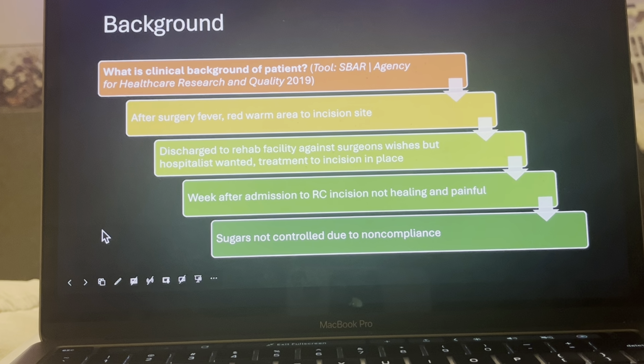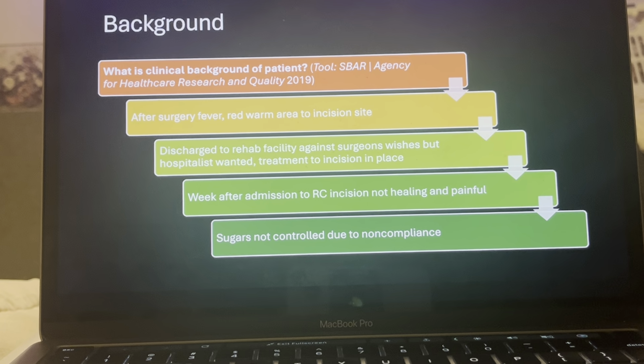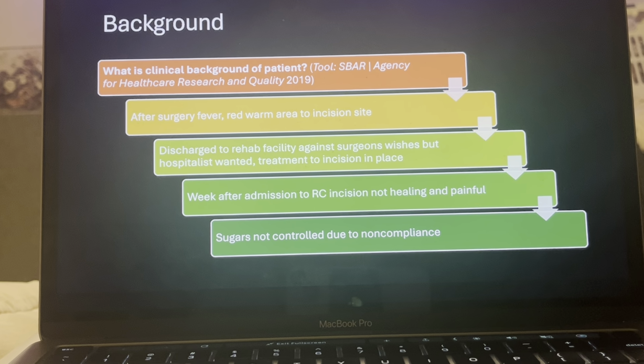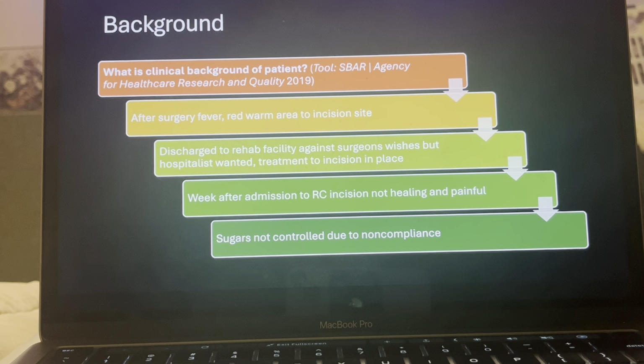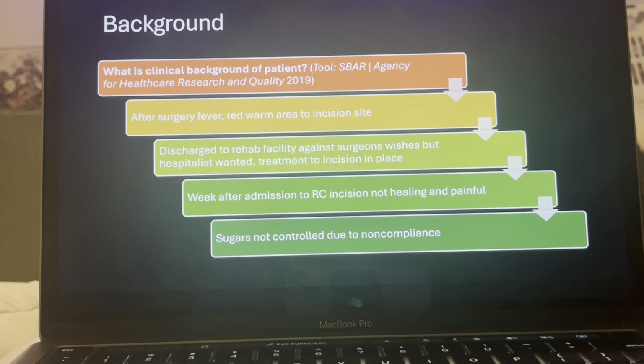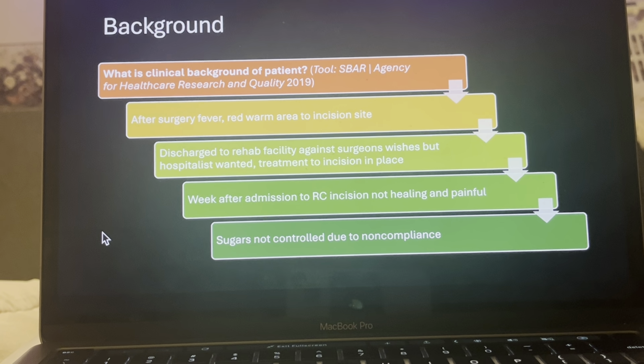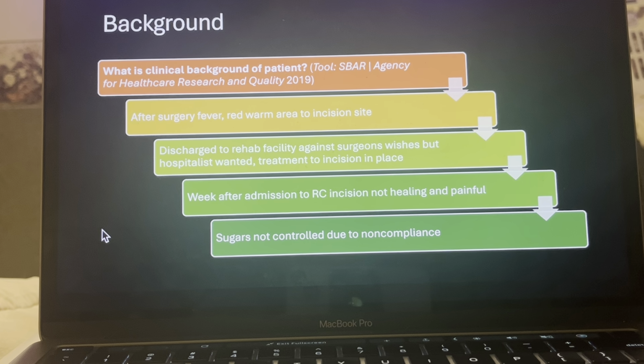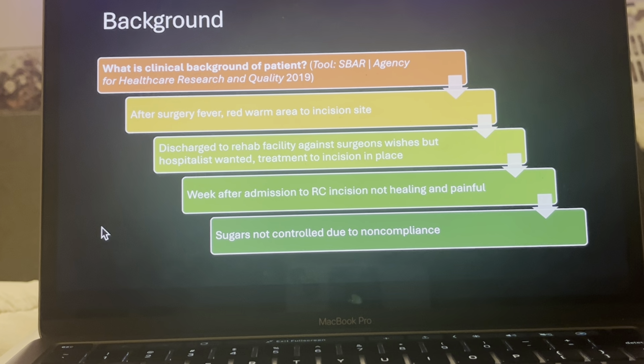B for background. What's the brief information related to the above situation? Well, after surgery, he had a fever and a red, warm area at the incision site. Like we said, he was discharged to the rehab facility. The surgeon didn't want to do it, but the hospital said, we need to send him out. They put a treatment in place. Once he got to the rehab center, he was okay, but a week after, his incision was not healing and was painful. We noticed his sugars were not controlled due to his non-compliance.